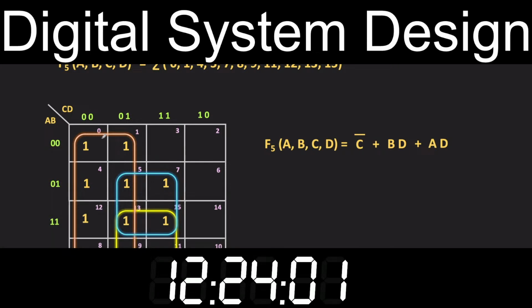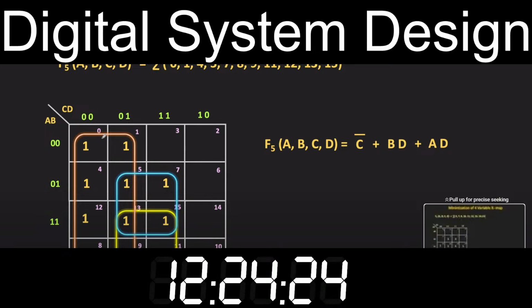So to avoid that, always after making the groups, just check that after the grouping, is there any redundant group or not. And in case you find any redundant group, then just eliminate that group. Because without using that group also, we can cover all the ones. So let us understand that through one example. Let's say this is the function f6.